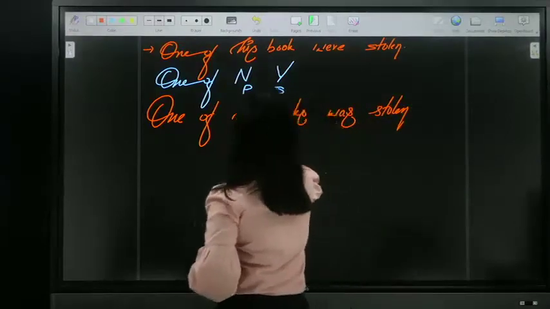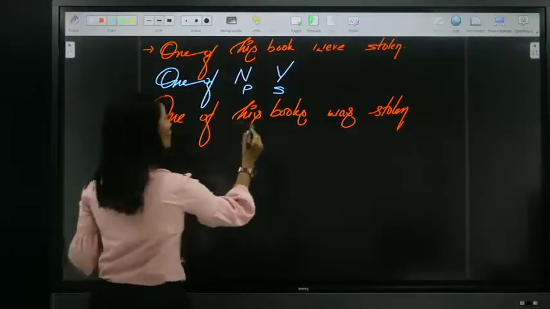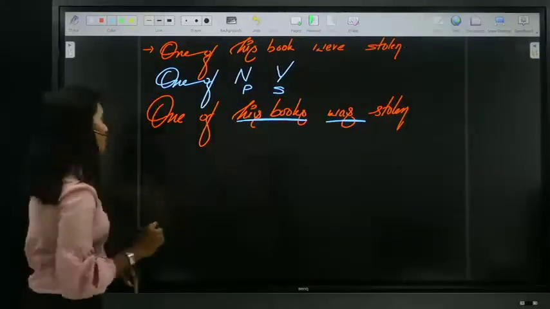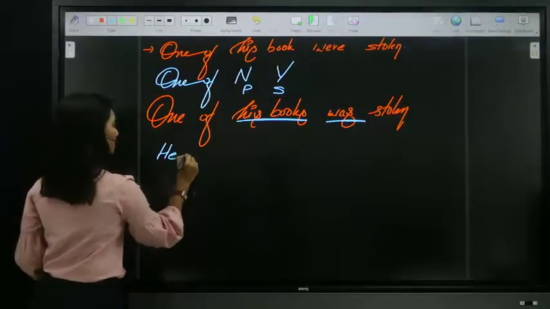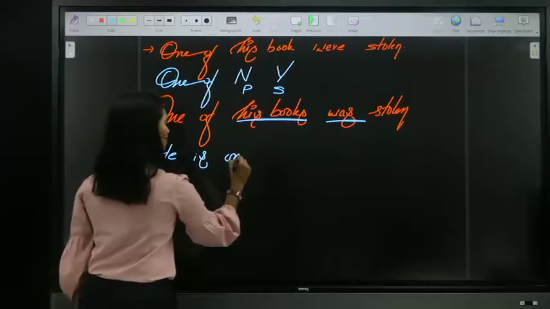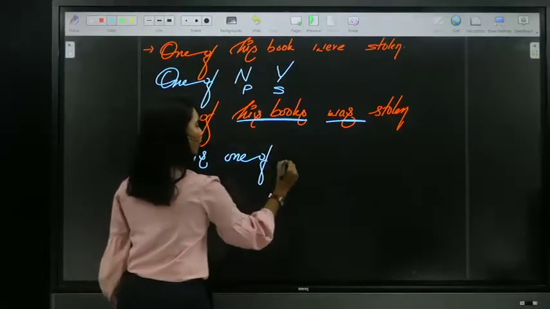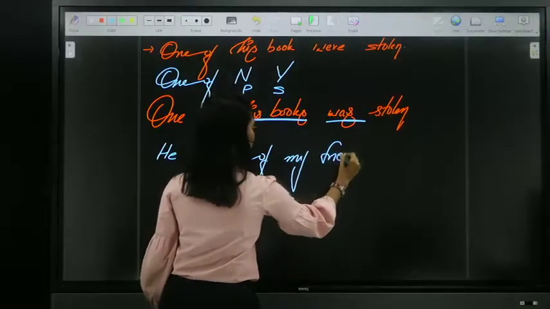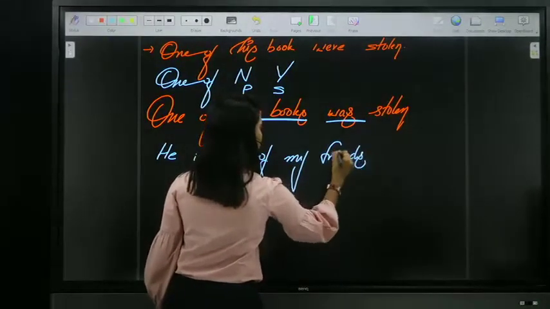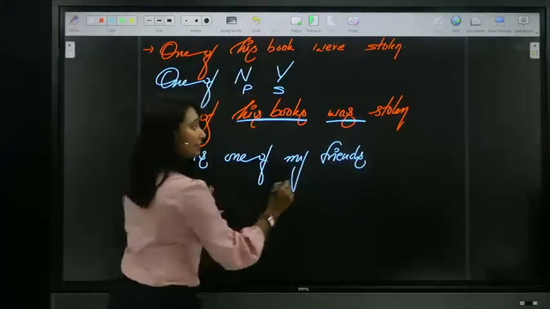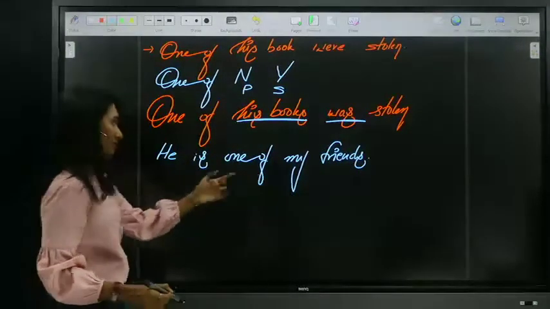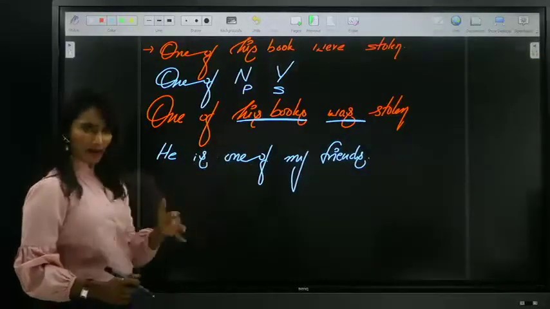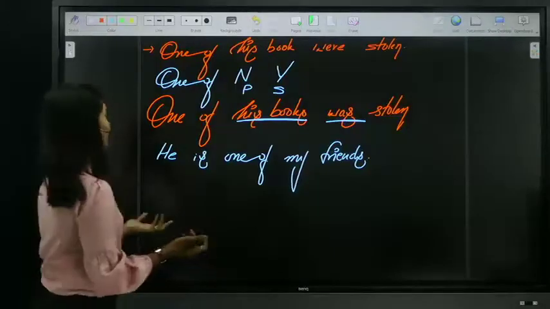He has many books, and we are talking about one of his books: plural noun and a singular verb. Let me give some more examples. "He is one of my friends." I have many friends and he is one of many. See, he is one. One is singular, so is. He is one of my friends. That's it.